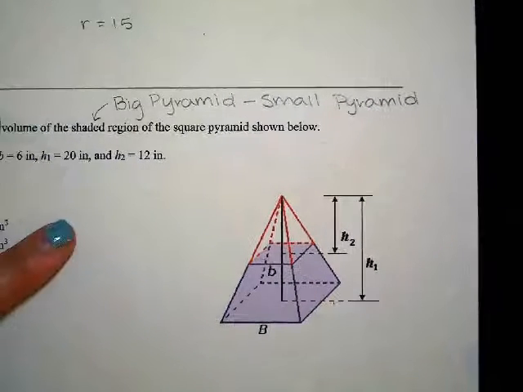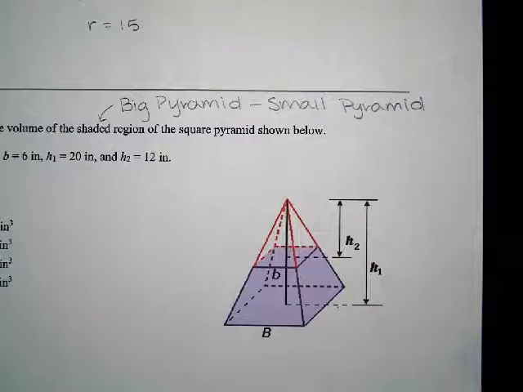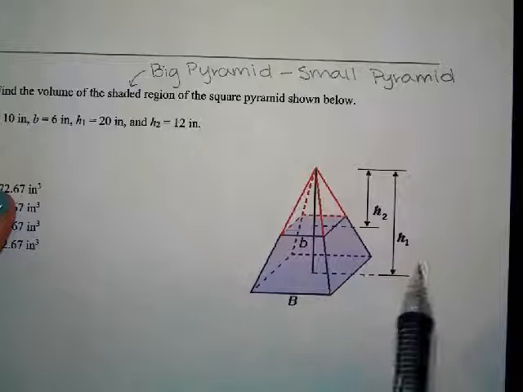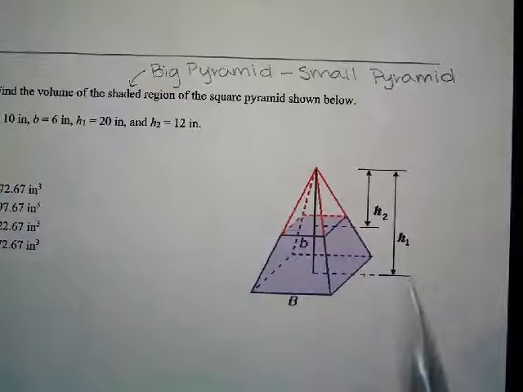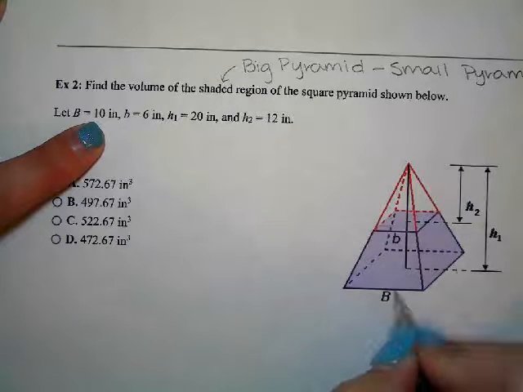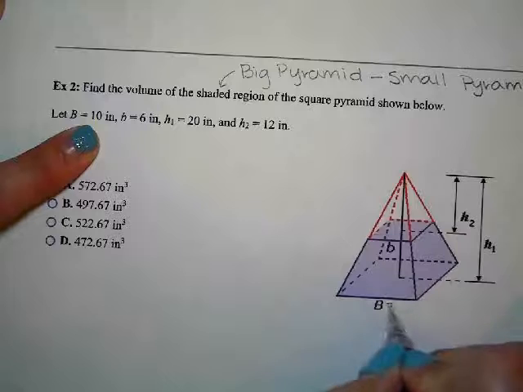The other problem that's like this is a cone problem. So it'll be big cone minus little cone. So if you can find the volume of the big pyramid, then you can find the little pyramid, then you can just subtract those 2 volumes and then you'll have your answer. And they've labeled everything for you. So if you can go in and just put your labels in there.